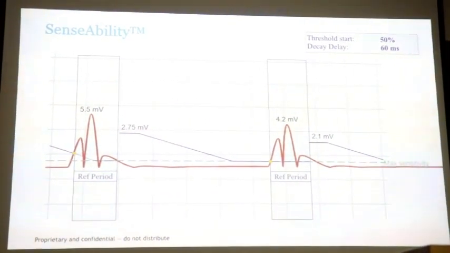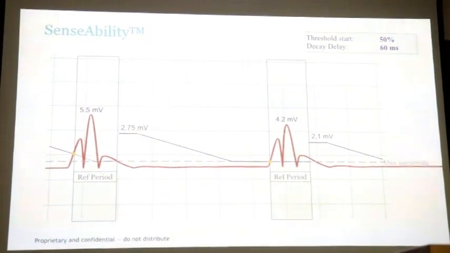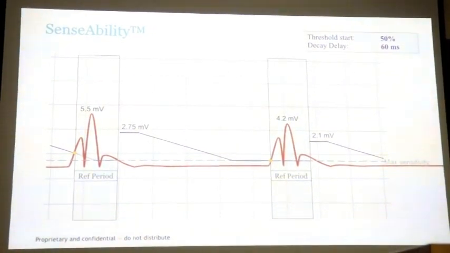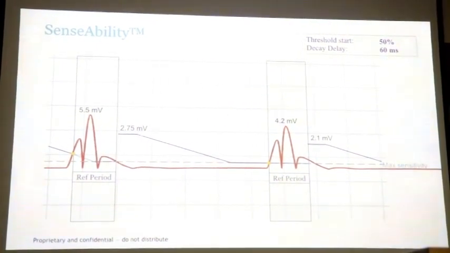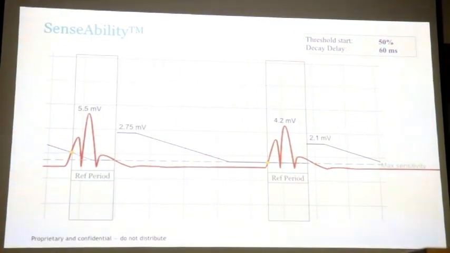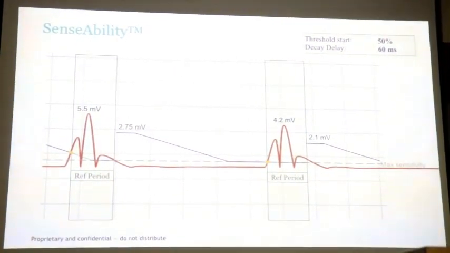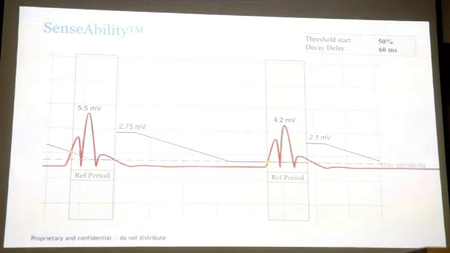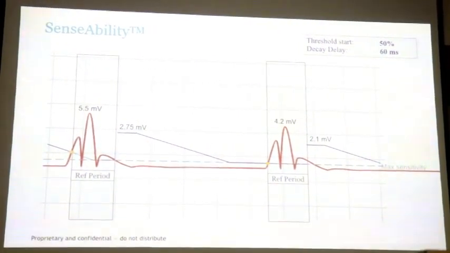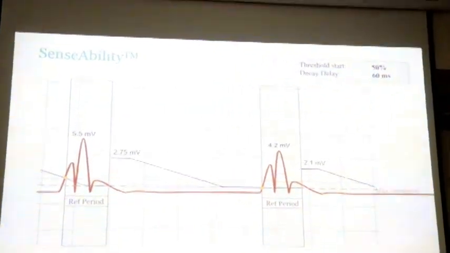This is called a decay delay, and this is a programmable number as well. At the end of that, so this may be 60 milliseconds, so here we've got 50% and a decay delay of 60 milliseconds, it starts to get more sensitive. The goal of this decay delay is that if there is a T wave, it hops over the top of it. So if you get T-wave oversensing with an Abbott device, typically you're changing one of these values.